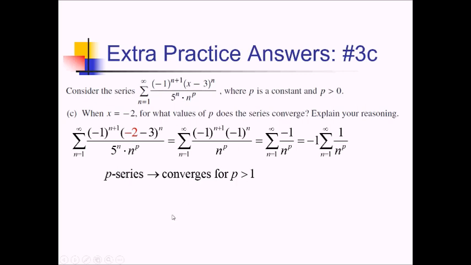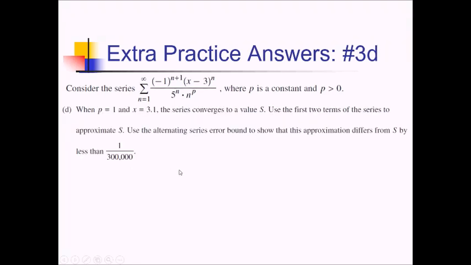For the last part of this problem, when p is 1 and x is 3.1, we're told the series converges to s. They want us to use the first two terms of the series to approximate s, and then use the alternating series error bound to show this approximation differs from s by less than 1 over 300,000. So let's start by plugging in 1 for p and 3.1 for x.